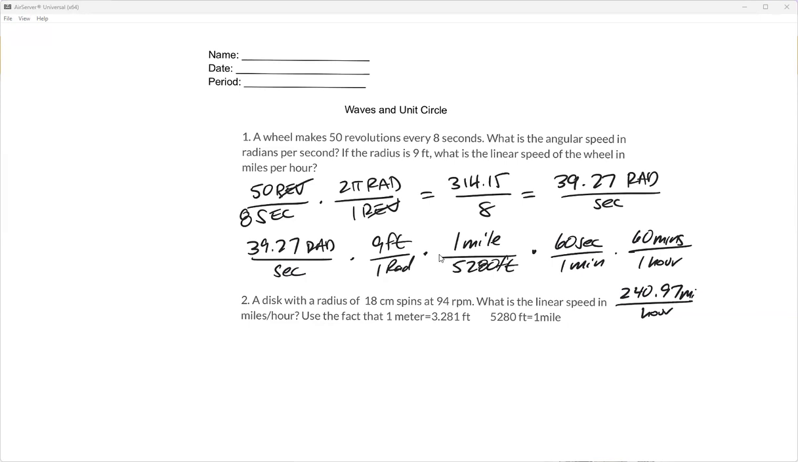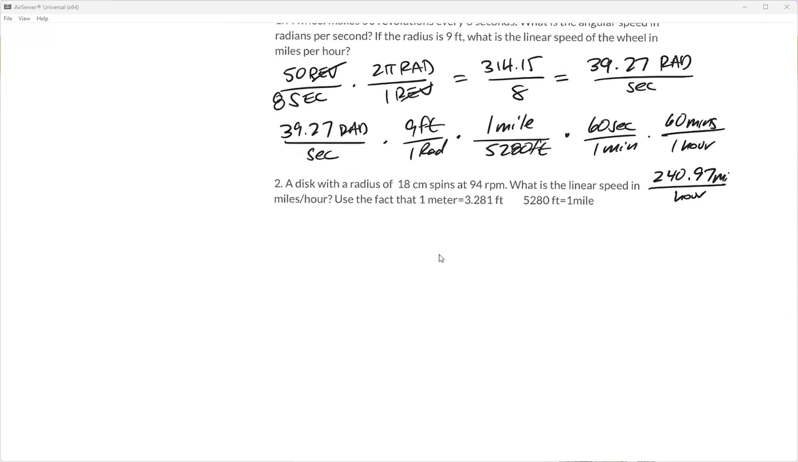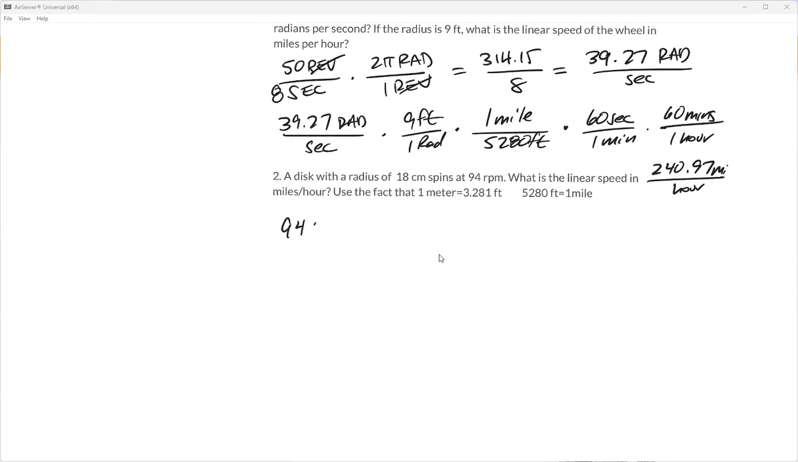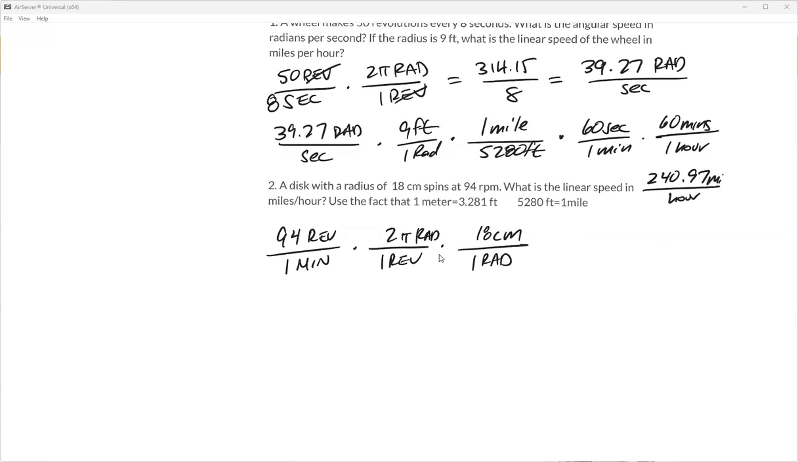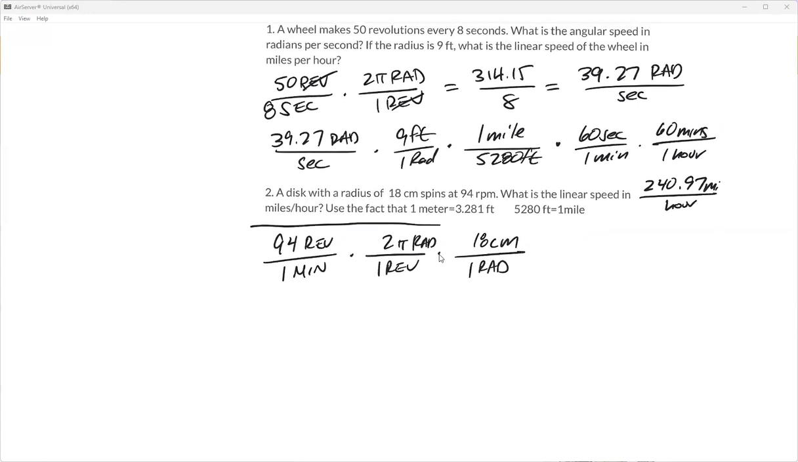All right. Number 2, 94 revs per minute times 1 revolution is 2 pi radians times 1 radian is equal to 18 centimeters. So this part right here is angular speed. We convert it into radians per minute. And then from there, we multiply by the radius to get the linear speed, and then we convert the units from there.